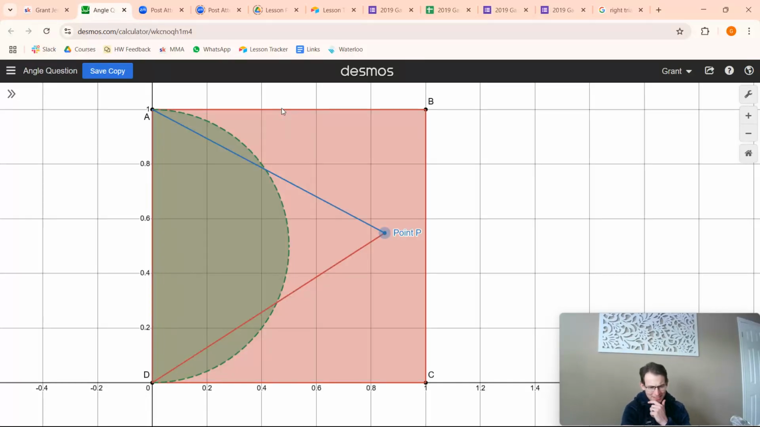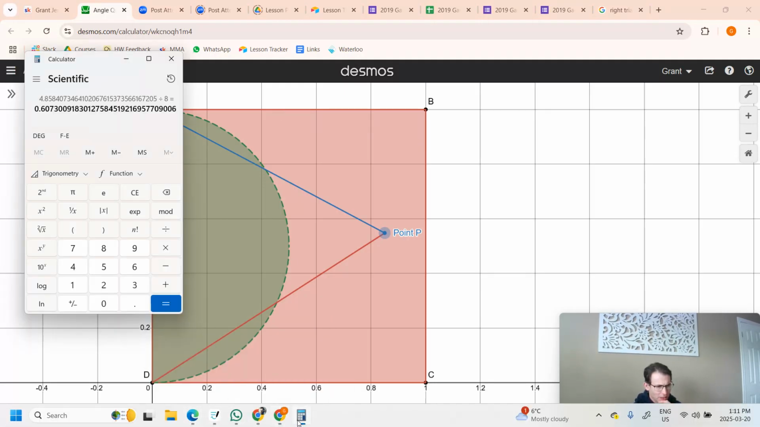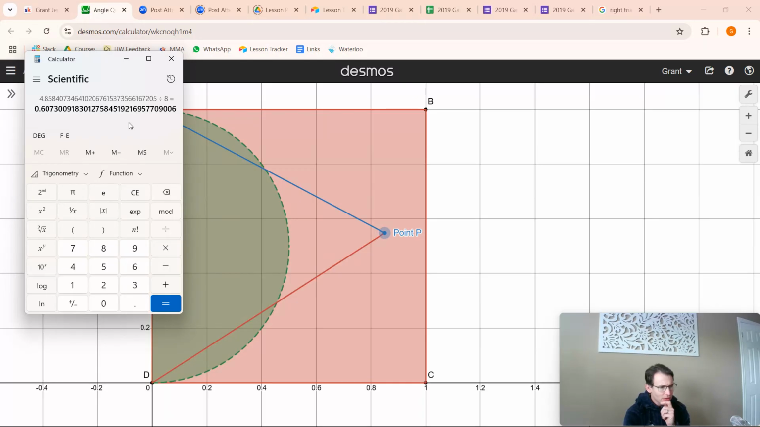Cool. So that's actually a little surprising. I feel like I might have an error on my calculator there. What did I do? I did 8 minus pi divided by 8. Yeah, okay, all right, I believe it. All right, so that is the solution to that problem.